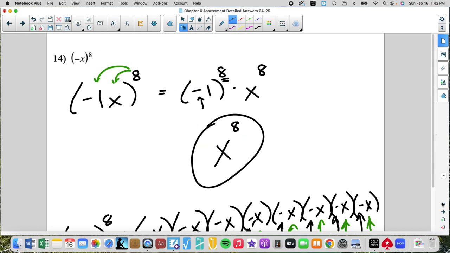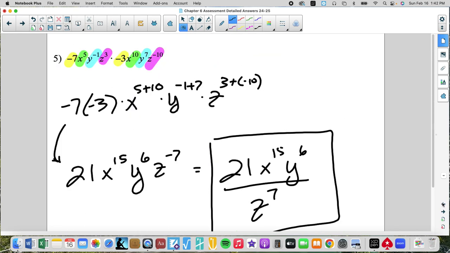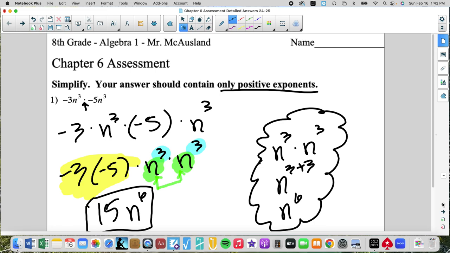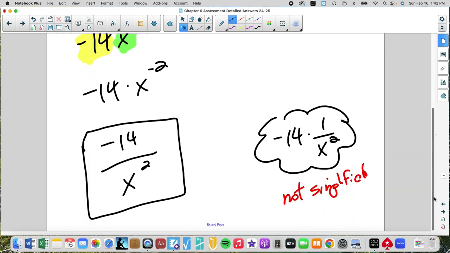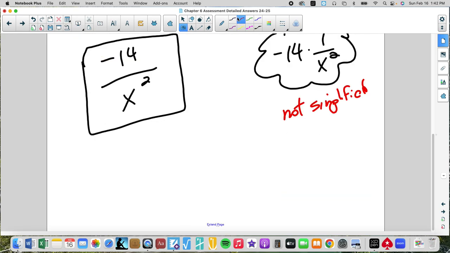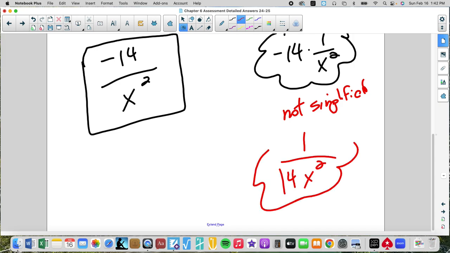Let's go back. There were a couple negative coefficients early that people moved. A lot of people did this wrong answer also. Let's look at this one. They had negative 14. They wrote 1 over 14x to the second. That is wrong. That's a negative coefficient, not a negative exponent.